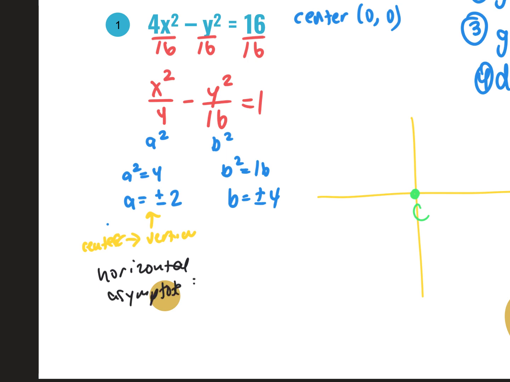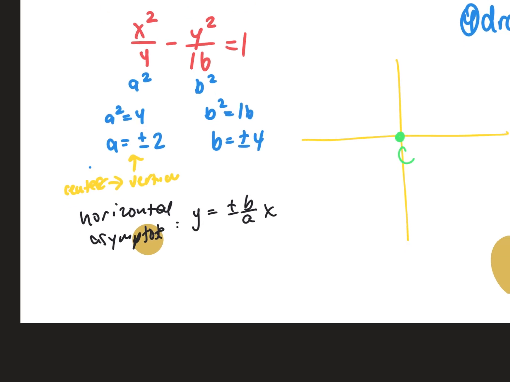What's the formula on that sheet, on your little cheat sheet? Y equals what? Plus or minus B over A times X. So let's write our equation of our asymptote. Plus minus 4 over 2x. What's my y-intercept?